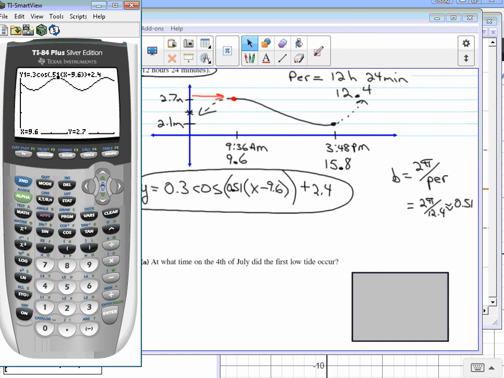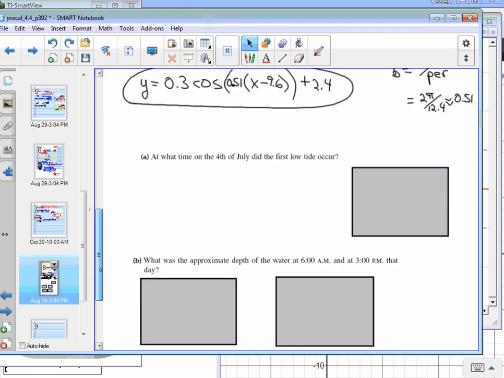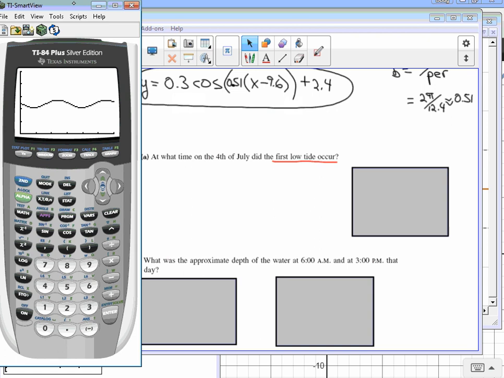Okay, let's answer some questions. I'm going to change my window to make the y go a little higher because I'm kind of covering myself up. So I'm going to hit window and I'm going to do my y max of 5, simply because I want to be able to put it in the middle of my picture. So let's see if we can answer some questions now. It says, all right, at what time on the 4th of July did the first low tide occur? Well, my first low tide is going to be this first low spot. That's a minimum spot on my graph. So I'm going to hit my calculate and say, find me a minimum.